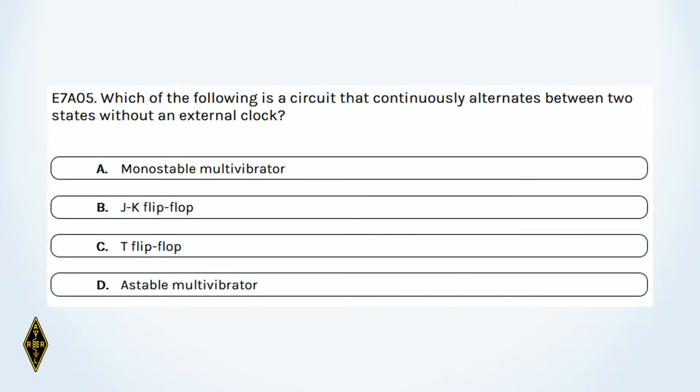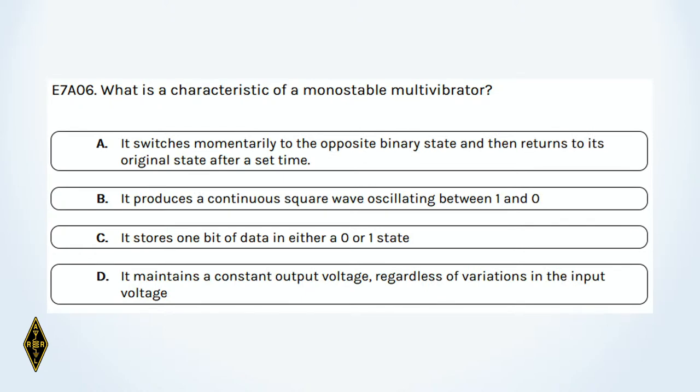And which of the following is a circuit that continuously alternates between two states without an external clock? Delta. It's an astable, or not stable at all, multivibrator. And what is a characteristic of a monostable multivibrator? Alpha. It switches momentarily to the opposite binary state and then returns to its original state after a set time. This is a debounce circuit for a mechanical switch.